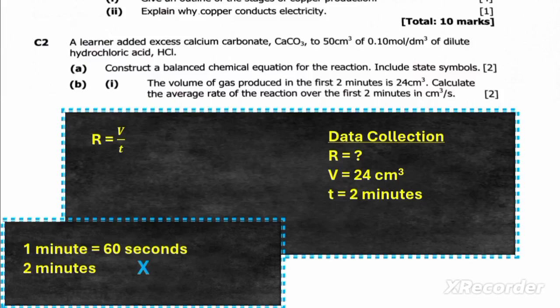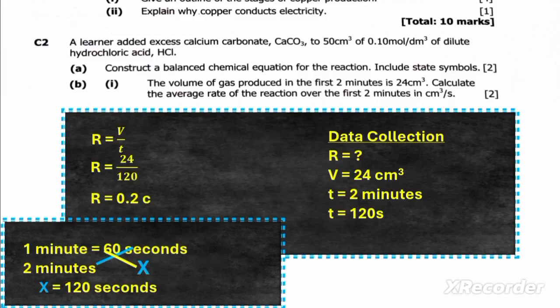We do a cross multiplication. So we are going to say 1 times x is equal to x, and 2 times 60 seconds is equal to 120 seconds. So where there is volume, we write 24, then where there is time, 120. 24 cubic centimeters divided by 120 seconds, we are going to get 0.2 cubic centimeters per second. So this is our rate. We are done with this question.